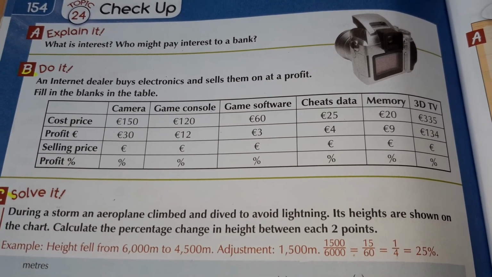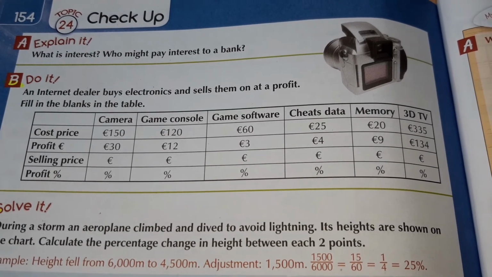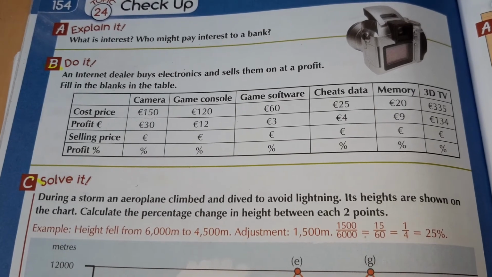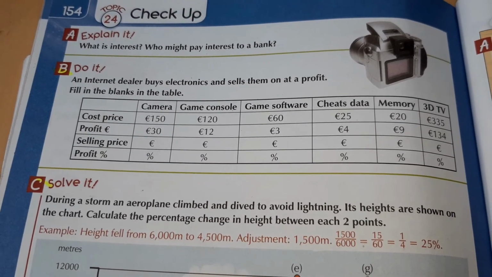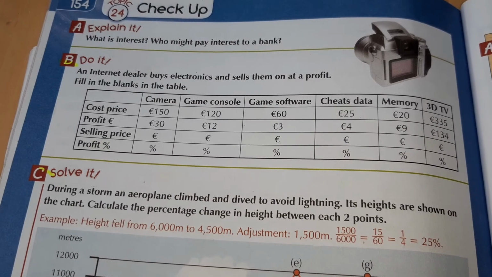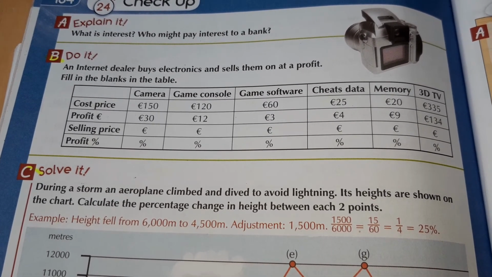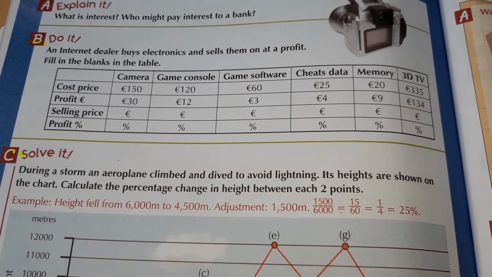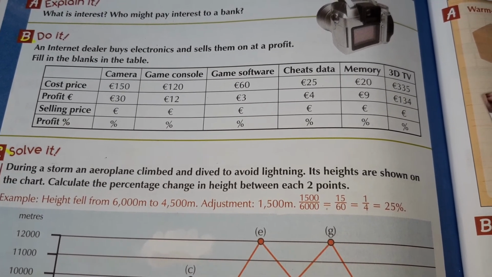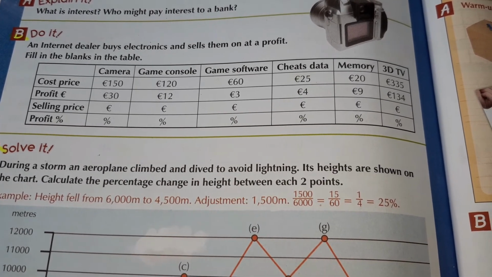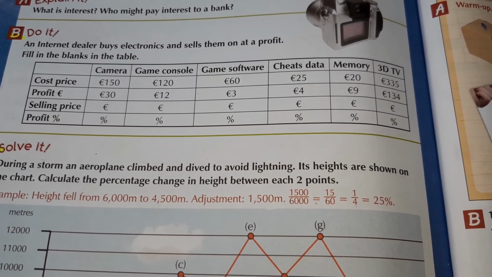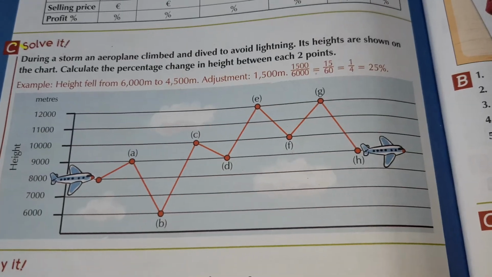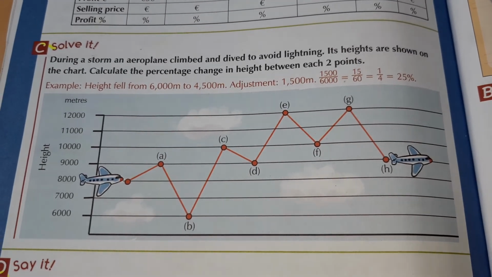So part B should be straightforward enough, and we'll have a look at C then. So I'll call out the answers for part B to you. So that's what you did at the start of the chapter. So B1, the selling price is €180, 20% profit. Next one's €132, 10% profit. Next one's €63, 5% profit. €29, 16% profit. €29, 45% profit. €469, 40% profit.